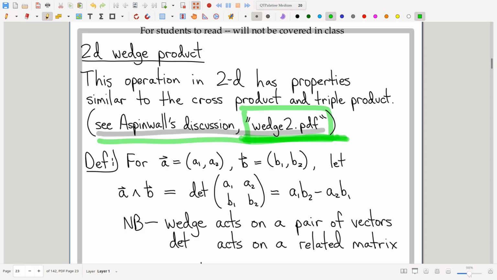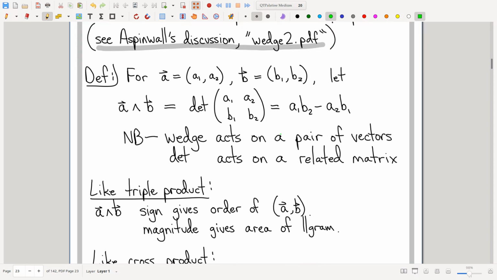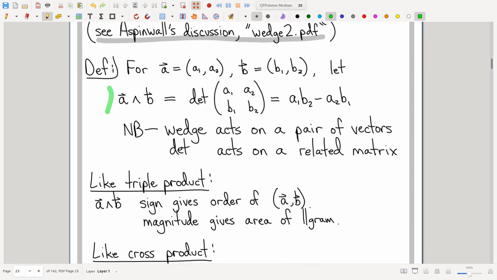Wedge2.pdf. So if you want to see more details about this, you can find that in the course materials section. And the big idea is it's computed by this formula. The wedge of two-dimensional vectors is the determinant of the 2x2 matrix produced by those two vectors. And you see I've written these here horizontally. It could be vertically. It doesn't matter.